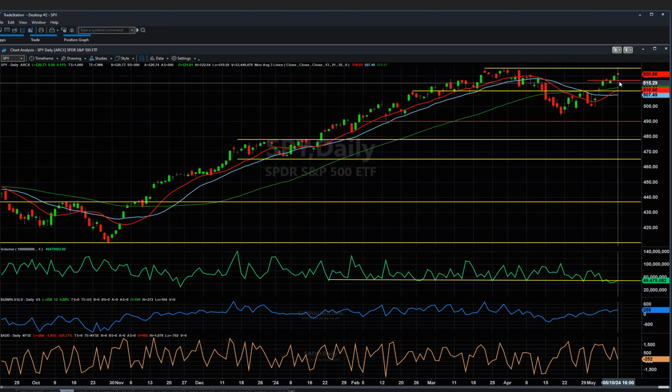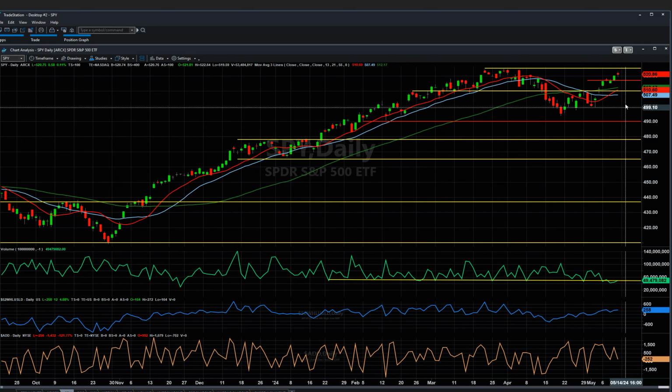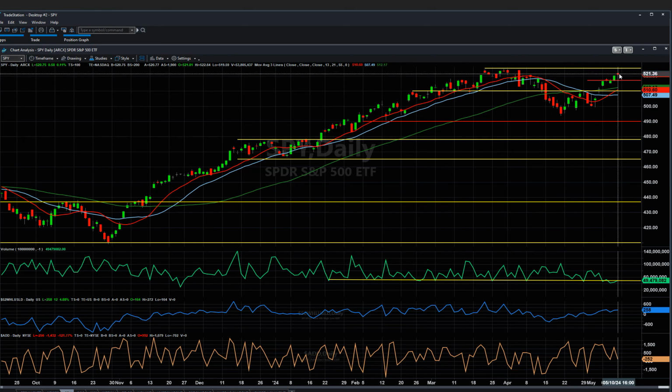Keep in mind here that we're at and approaching a very important resistance area. Now look what's happening with volume. Volume is falling off. Volume actually in the last 2 days of trading were below the normal level of low volume that we've seen going back all the way to the beginning of the year.